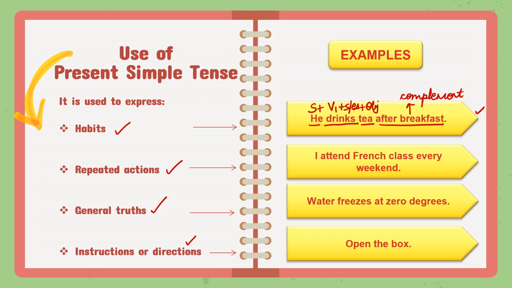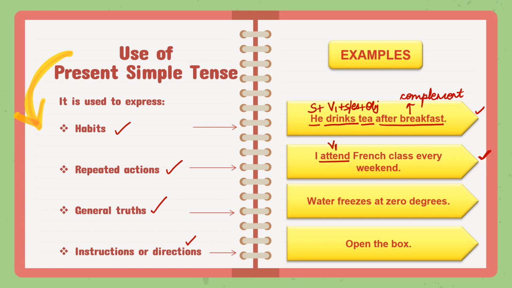Next example is, I attend French class every weekend. That means this action is repeated every weekend. So this is an example of repeated action. Verb over here is attend.